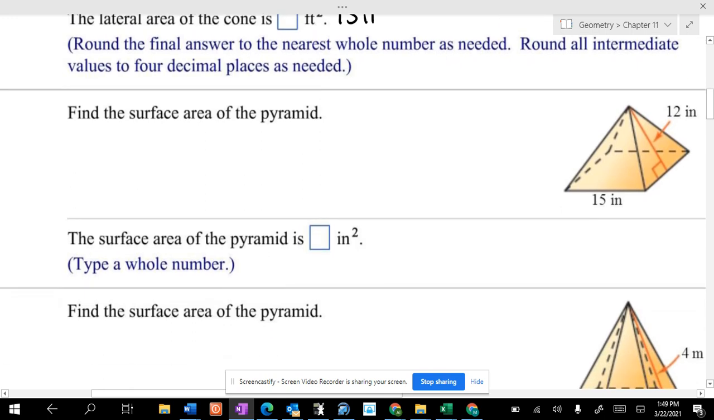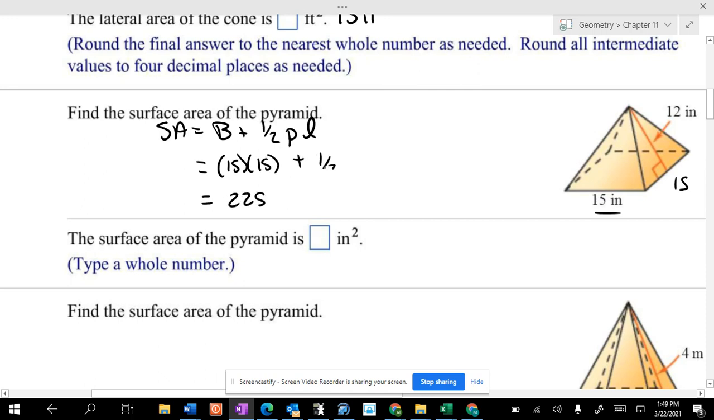Surface area of the pyramid. Surface area of the pyramid is the area of the base plus 1/2 the perimeter times the slant height. Well, the base is 15 on each side, right? What's 15 by 15? 225. Plus 1/2 the perimeter of the base. What's the perimeter of the base if it's 15 and there's 4 sides? 60. Slant height is 12. So that's 360. So if we add them together, that's 585.